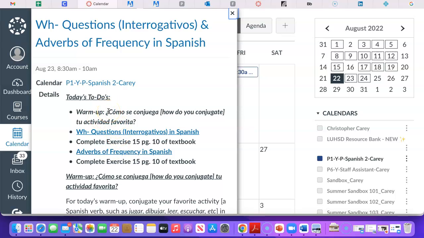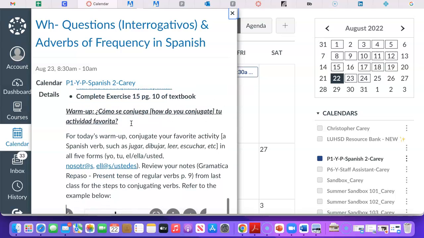¿Cómo se conjuga tu actividad favorita? How do you conjugate? ¿Cómo se conjuga tu actividad favorita? How do you conjugate the verb that you would identify as your favorite thing to do, your hobby or activity? So for today's warm up, choose a verb, any verb. For example, jugar, leer, escuchar, etc. And then you're going to conjugate it in all five forms.